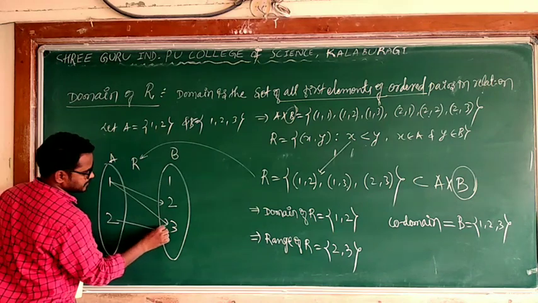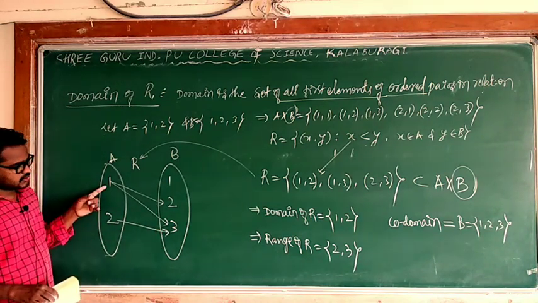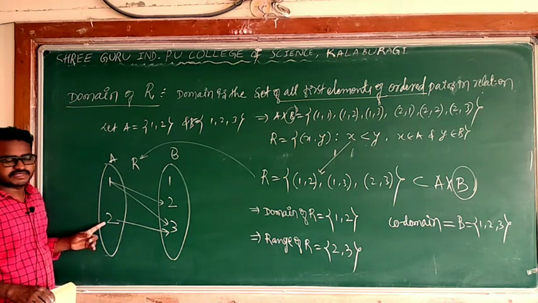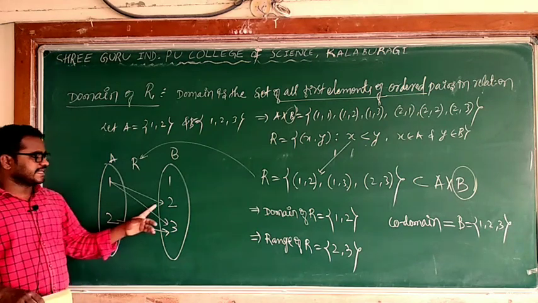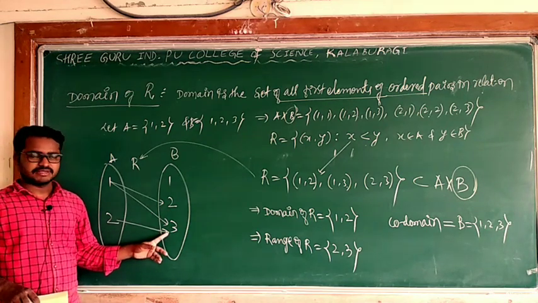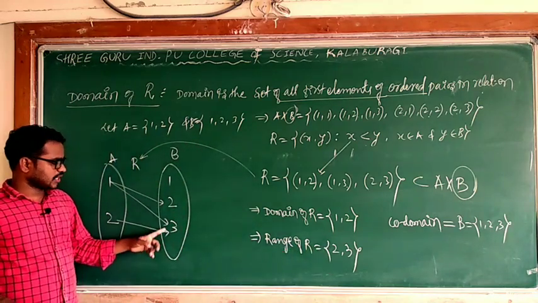2 is connected to 3. Now x means first element. It's a domain. Domain is what? 1 comma 2, the set of first elements. What is range? Range is the connected elements of the second set. Connected elements of the second set is what? 2 comma 3. Yes, 2 comma 3.